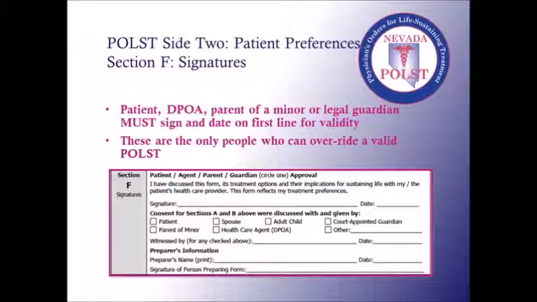Again, signatures, you need the patient or someone with a durable power of attorney, the parent of a minor, or a legal guardian of an individual must have signed and dated this first line for the entire form to be valid. So again, we're looking for two signatures. Page 1, the physician's signature and date, and on page 2, section F, the patient or appropriate representative providing a signature and date. And these again are the only people that can override a valid POLST.